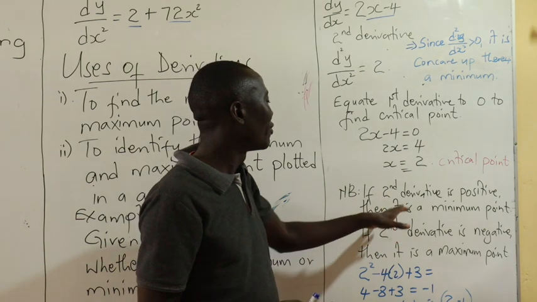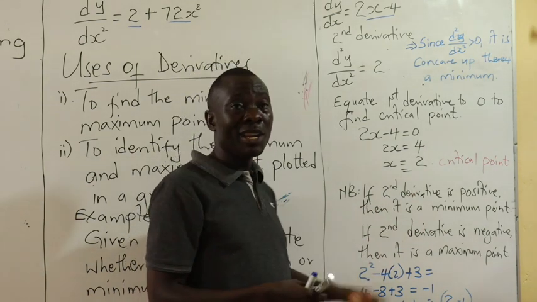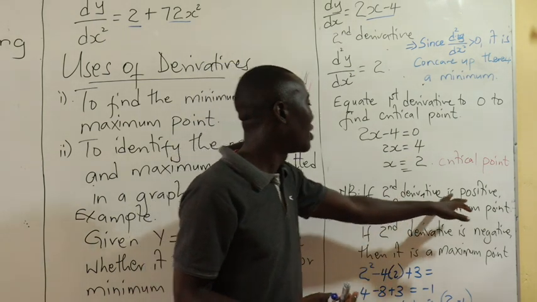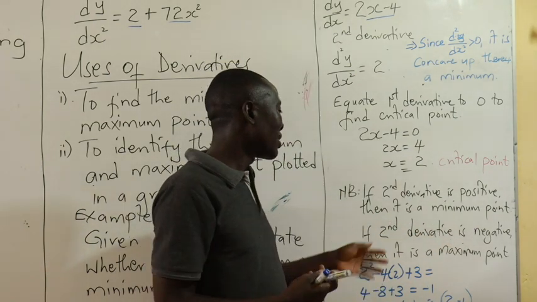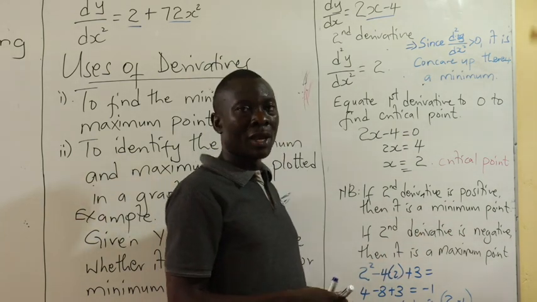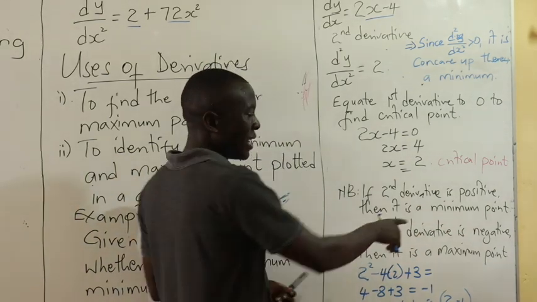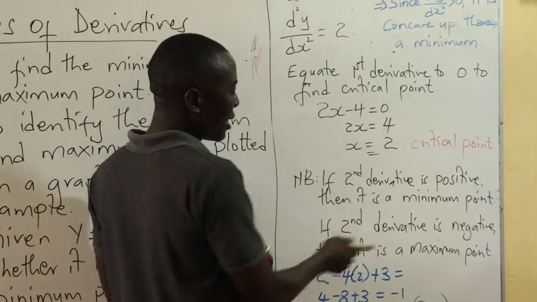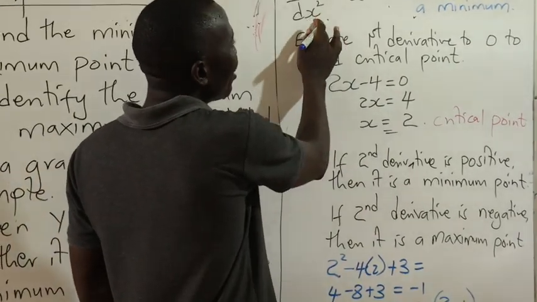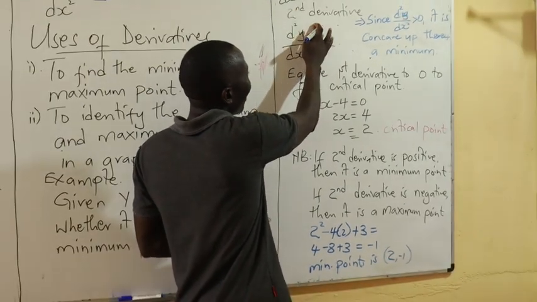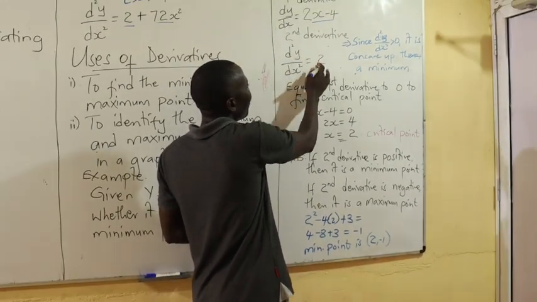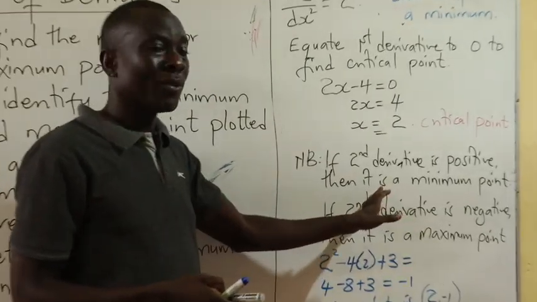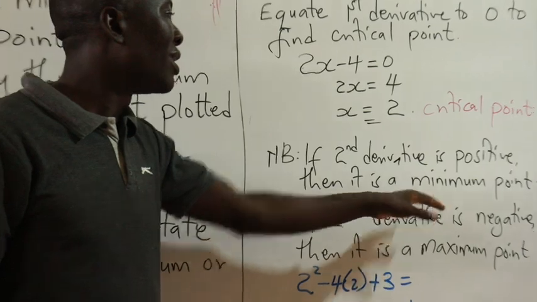Now, the second derivative will demonstrate to us whether it's a minimum or a maximum. If the second derivative is positive, that is, if it is a plus, then it is a minimum point. If the second derivative is negative, then that particular point is a maximum. We had calculated the second derivative earlier, and we got it as 2, which is positive. As per our rules here, if it is positive, then it is a minimum.